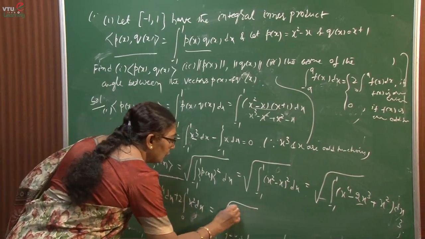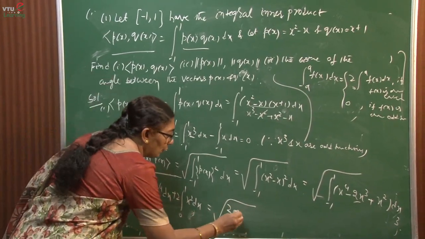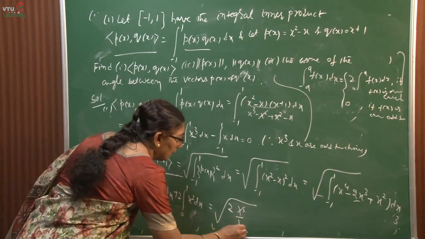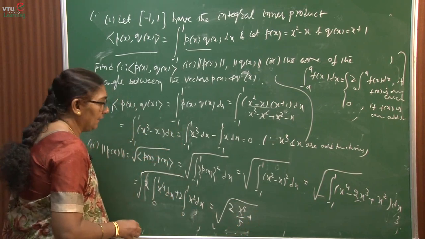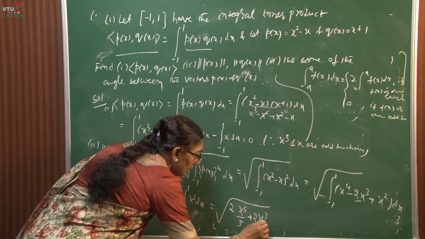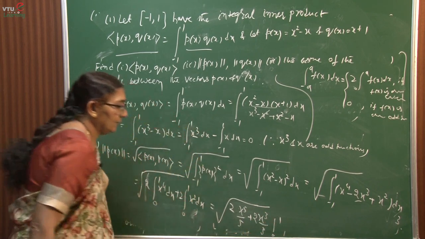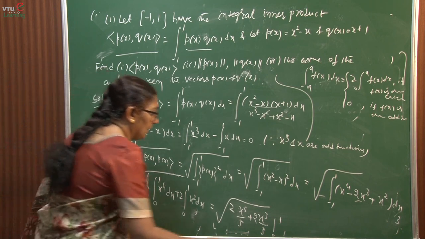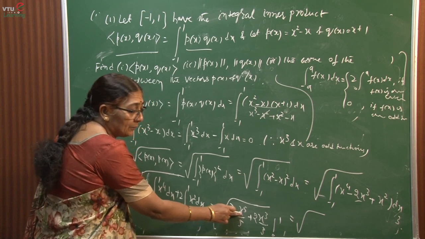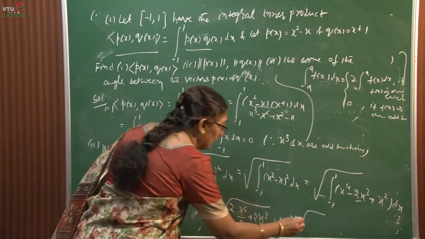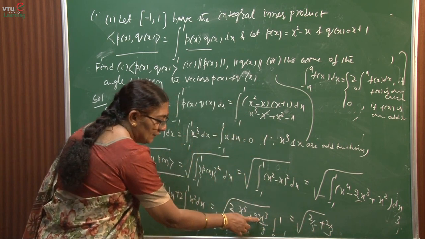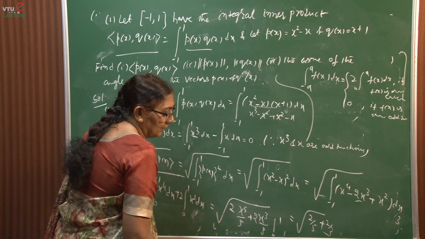Therefore, again square root of 2 into, what is the integration of x to the power of 4? It is x to the power of 5 by 5, plus what is the integration of x square? x to the power of 3 by 3. What is the limit? 0 to 1. The limit is 0 to 1, okay. The next step is square root of 2 by 5, apply the upper limit, which is 1, minus the lower limit 0, we get 2 by 5, plus 2 by 3 into apply the upper limit 1, lower limit 0, we get 1 by 3.